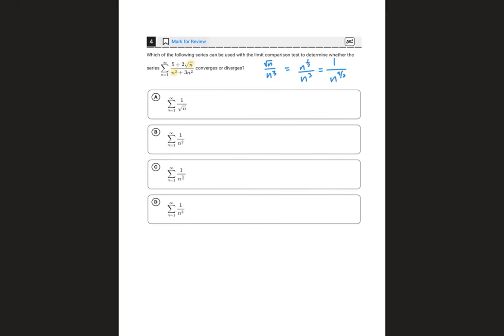You can do that anytime you have just powers of n, no exponentials or logs or anything like that. So if you just have n to different exponents or roots of n, which is basically the same as n to an exponent, you can just do what we did. Pay attention to the biggest exponents on the top and bottom, right? And then simplify it. And that's what you can use to compare with the limit comparison test.